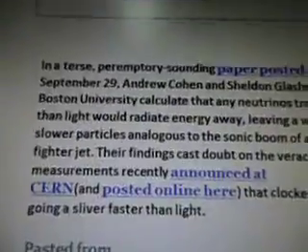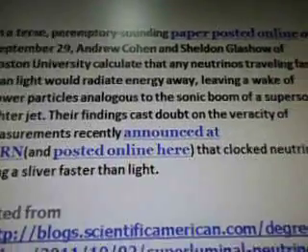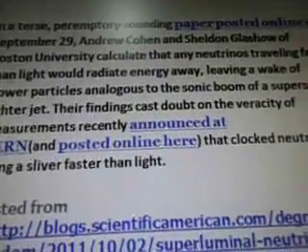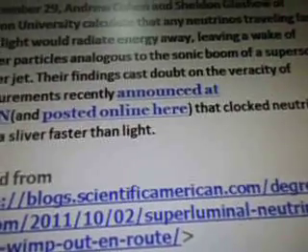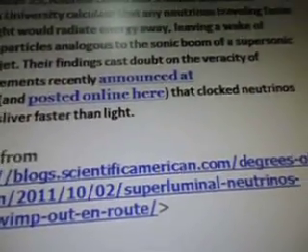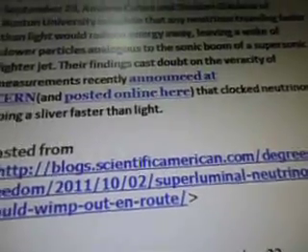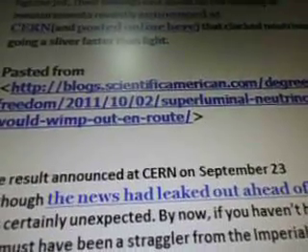Okay, in a terse, peremptory sounding paper posted online on September 29th, I believe that was 2011, Andrew Cohen and Sheldon Glashow of Boston University calculated that any neutrinos traveling faster than light would radiate energy away, leaving a wake of slower particles analogous to the sonic boom of a supersonic fighter jet. Their findings cast doubt on the veracity of measurements recently announced at CERN that clocked neutrinos going a sliver faster than light. That's from blogs.scientificamerican.com, Degrees of Freedom, Superluminal neutrinos would wimp out en route. That's what that article is about.